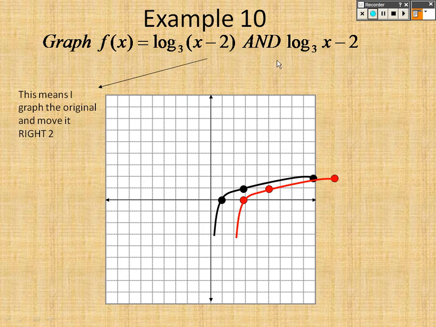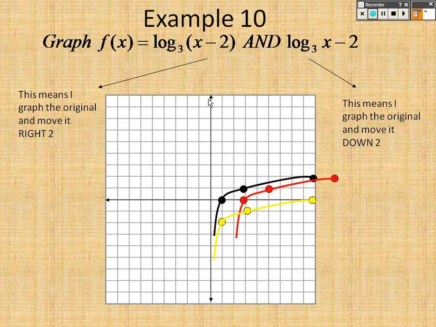This one right here is saying, hey, why don't we take the original, and because it's on the outside, we move it down 2. So I'm going to move all my points down 2, is what this one's saying. Notice how the vertical asymptote is still at 0 because it's what makes this 0. It's what makes that x by the log 0. That's where you get the vertical asymptote, and 0 makes that 0.